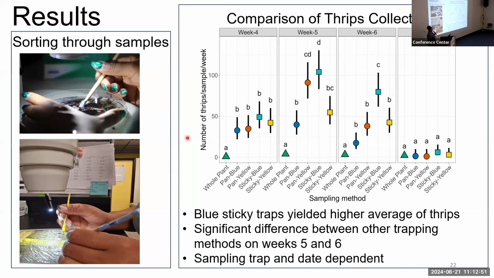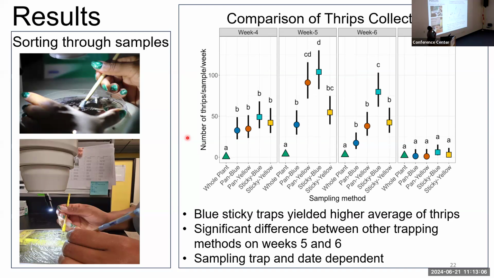So in the first 4 weeks of our collection for the EREC farm, these were the results that we got. The blue sticky traps we found had a higher average yield of thrips, and we found a significant difference in weeks 5 and 6 after the planting of the lettuce. But overall, the results proved to be sampling and date dependent.